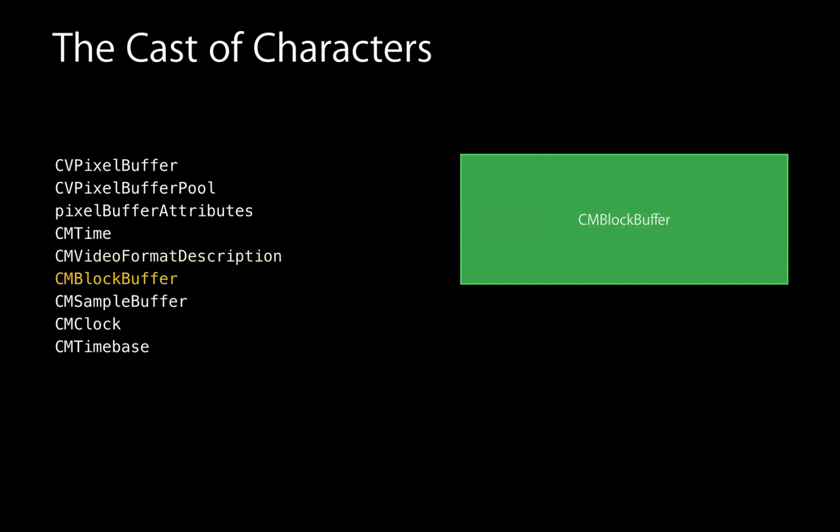All right, next is CM block buffer. CM block buffer is the basic way that we wrap arbitrary blocks of data in Core Media. In general, when you encounter video data, compressed video data in our pipeline, it will be wrapped in a CM block buffer.